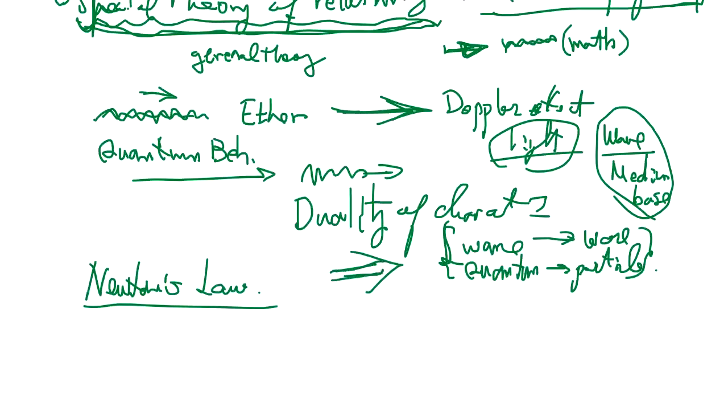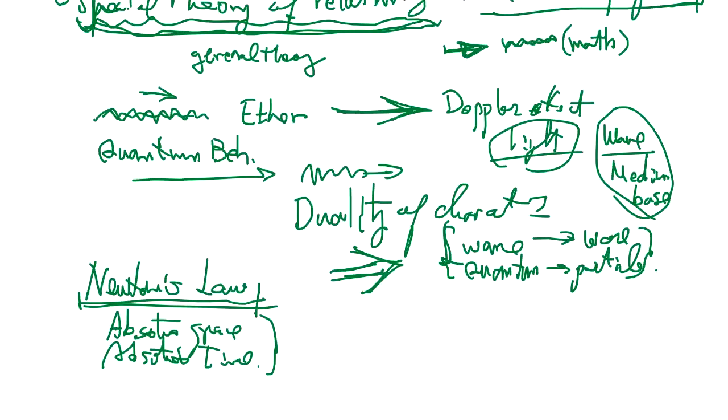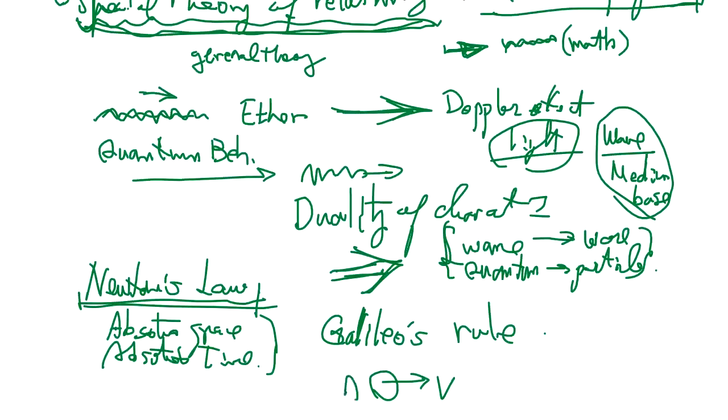And coming to that idea, we examined what's wrong with Newton's law. Well, Newton's law has an unwritten assumption. It's called absolute space and absolute time. And what is called Galileo's rule means if A is moving at speed v, and emits B at speed w, then B's speed is v plus w.